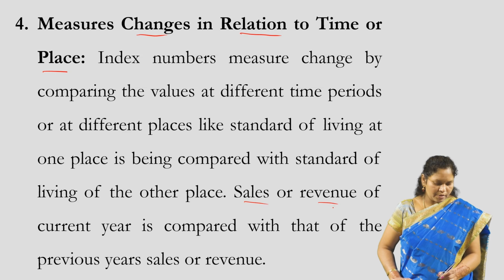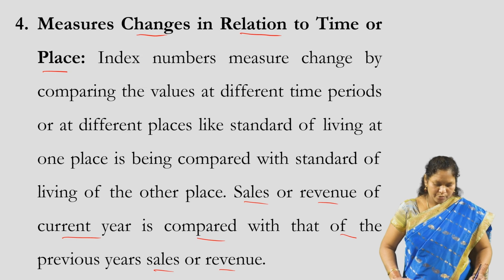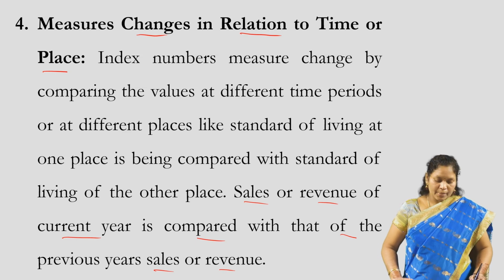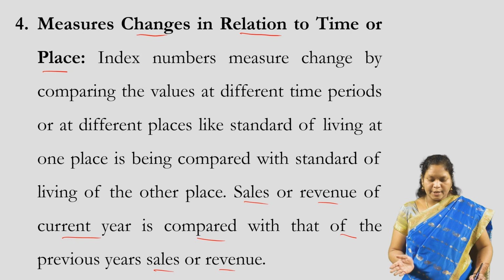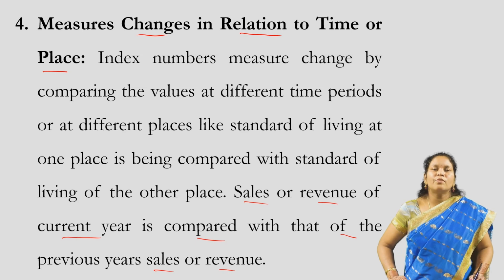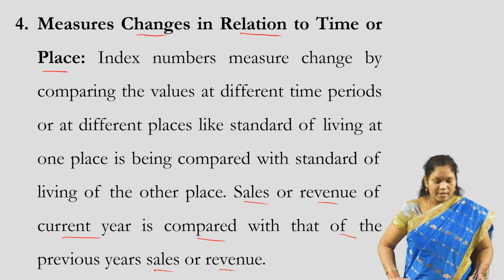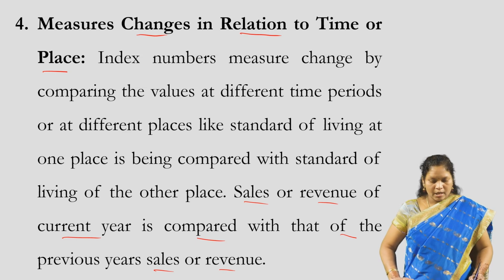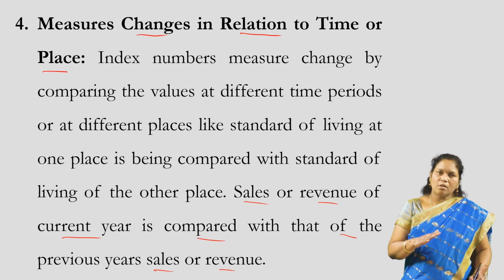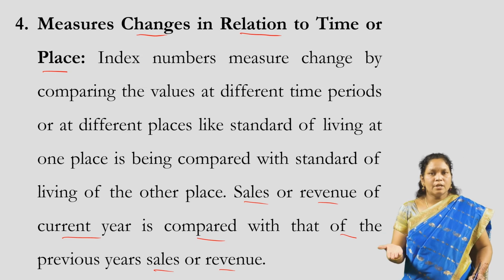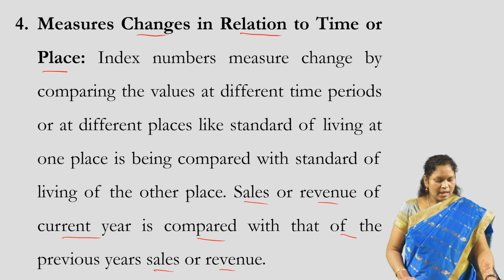Check it out. Sales or revenue of the current year is compared with that of the previous year. So whatever sales or revenue you have, we'll try to compare the previous year and the current year, but based on the standard of living. Standard of living in the sense of the income whatever we are earning. So that is your fourth type, measures of changes in relation to time or place. Time period can be considered, and based on the place, situations also can be considered. So this is your fourth point.